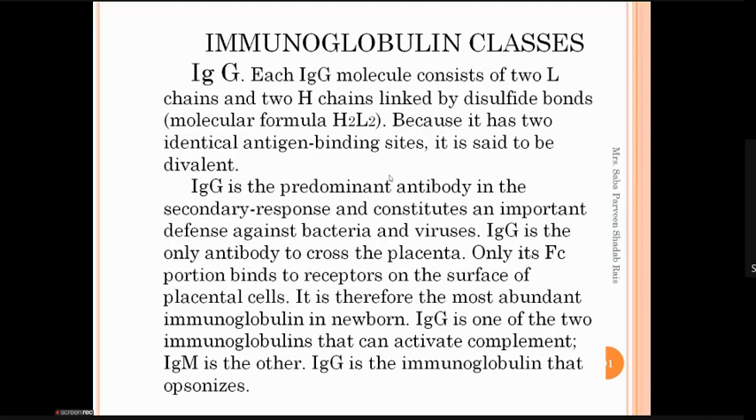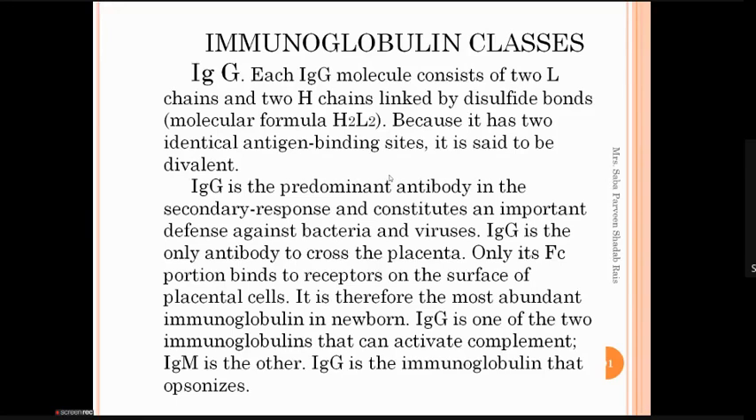One by one, we will talk about all the classes of immunoglobulin. First, we will talk about IgG because this is something which comes first in our life. It is the only antibody which can protect you when you are a fetus. As I told you, all types of antibodies have 2 light chains and 2 heavy chains linked by disulfide bonds. So all antibodies have one general formula, H2L2: H2 means 2 heavy chains, L2 means 2 light chains. Because it has 2 identical antigen binding sites, it is said to be divalent, right?